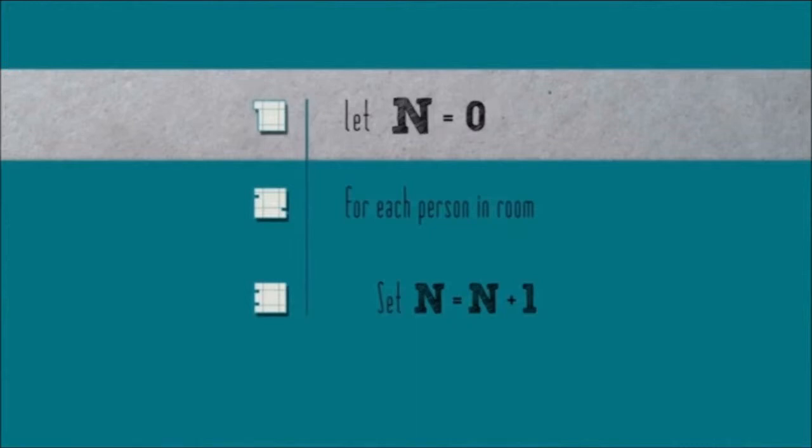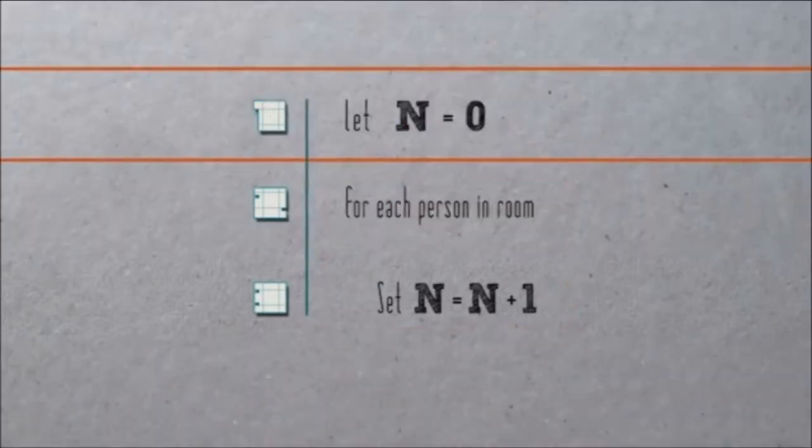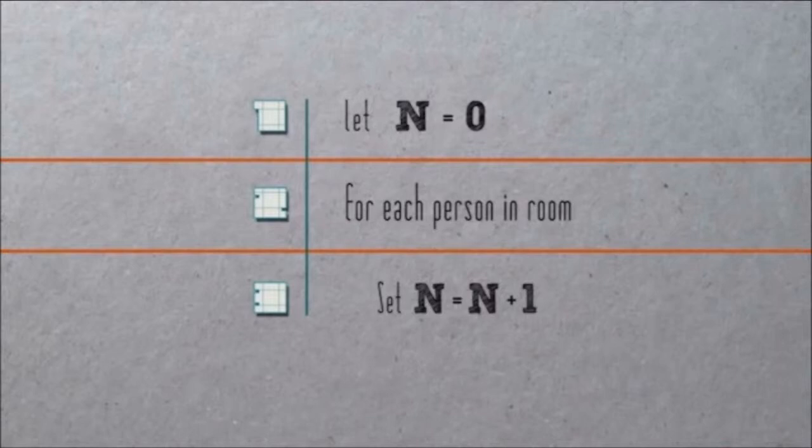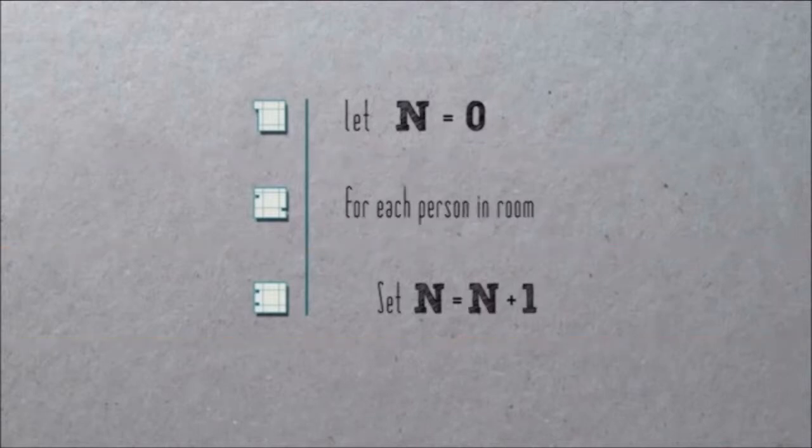Calling this variable n is just a convention. I could have called it most anything. Now, line 2 marks the start of a loop, a sequence of steps that will repeat some number of times. So in our example, the step we're taking is counting people in the room. Beneath line 2 is line 3, which describes exactly how we'll go about counting. The indentation implies that it's line 3 that will repeat. So what the pseudocode is saying is that after starting at 0, for each person in the room, we'll increase n by 1.